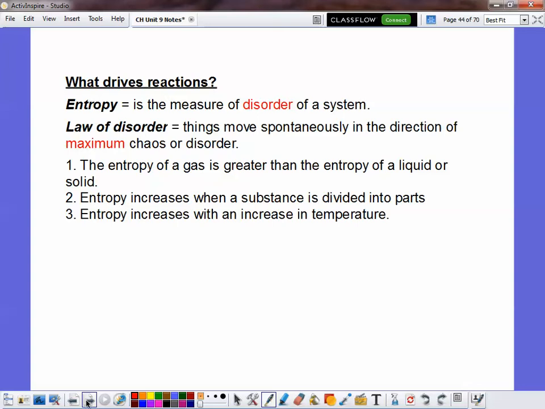If I take that sugar cube and I grind it up, I'm increasing the surface area, so I'm dividing it into parts. Or if I take sodium chloride and I dissolve it in water, it's breaking down into parts. It's being divided. Entropy is increasing. And then entropy also increases when temperature increases. So the more motion of the particles, the more entropy it has. Okay? So let's do a few examples.